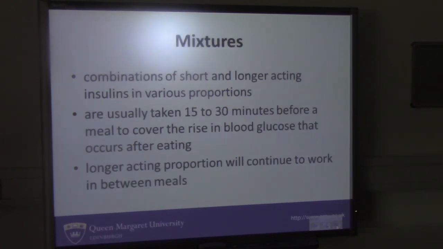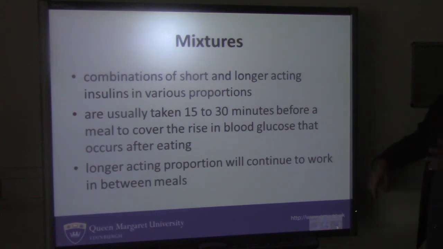And that's what the mixtures are. The mixtures are combinations of short and long acting ones, taken just before a meal, that will cover the rise, and then the longer acting portion will continue to work between meals. So you're actually getting it in a single mixed combination. You don't have to take 2 separate things at different intervals. So that works pretty well.